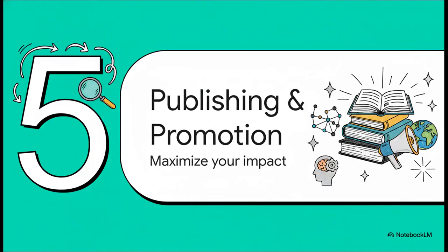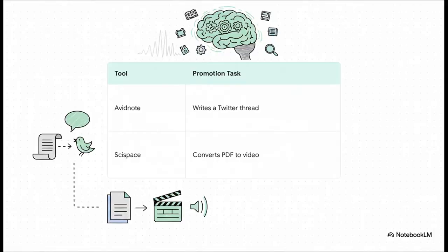Okay, last section. Let's talk about what happens after your paper gets accepted. Section 5, publishing and promoting your work. Because getting published is amazing, but it's just the start. Now you have to make sure people actually see it. And you guessed it, AI can automate this part too. A tool like Avidnote can read your paper and write a whole Twitter thread about it for you to share.